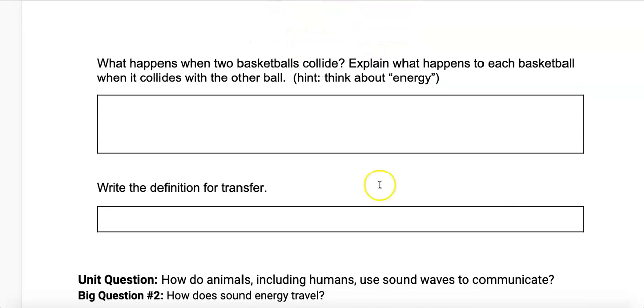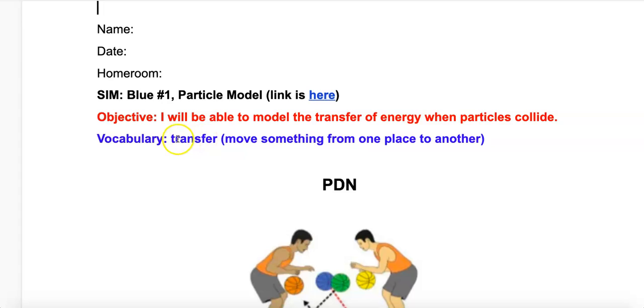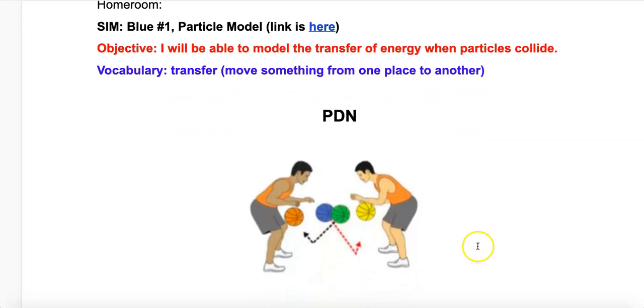In your PDN, when I'm asking you to write the definition, simply look up here in the blue and with your vocabulary word, and this is your definition. This is the definition that I'm expecting you to rewrite in that box. Please don't make it more difficult for yourself. Please don't go get a more complicated definition, but let's use what's available to us.